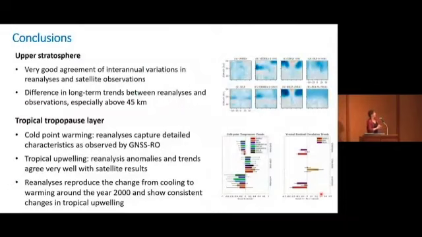Good, just super quick, the summary, upper stratosphere. I showed you that the reanalyses agree very well in terms of interannual variations, but there are some differences with respect to the trend. And then when we go to the tropopause layer, you saw that the warming in the observations is captured by the reanalyses, the same for the tropical upwelling, and they also show us this change of the temperature trends around the year 2000. Okay, thank you very much.